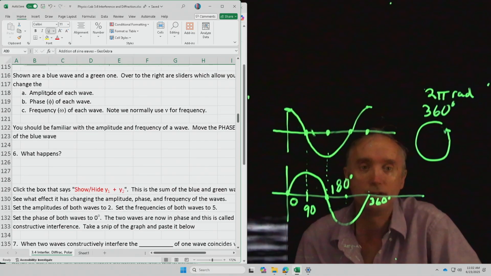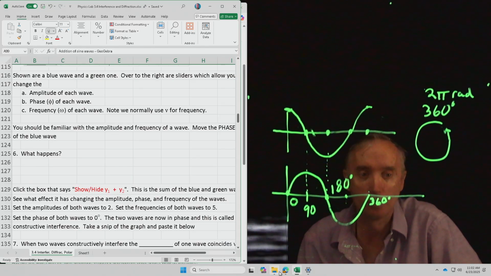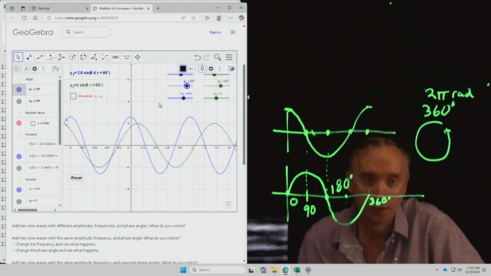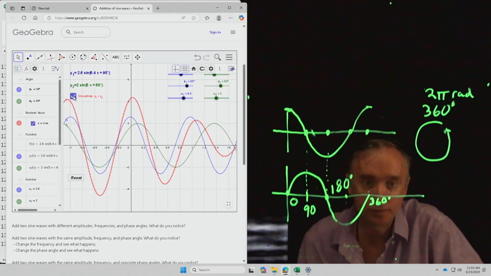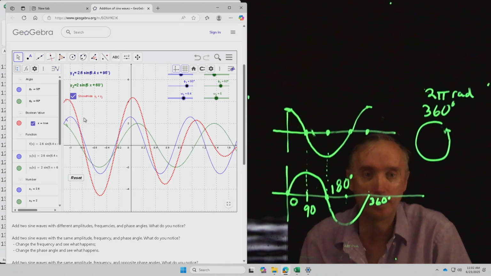Okay, you're going to change the amplitude, change the phase, change the frequency. Okay, move the phase angle. What is happening to the wave? Well, we've pretty much shown what that's going to be. Now it says to click the box that says show/hide y1 plus y2. So one of the waves is y1 and the other one is y2. And if we click on this box, now we get the sum of the two waves.